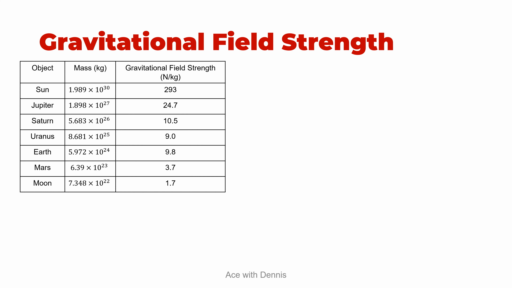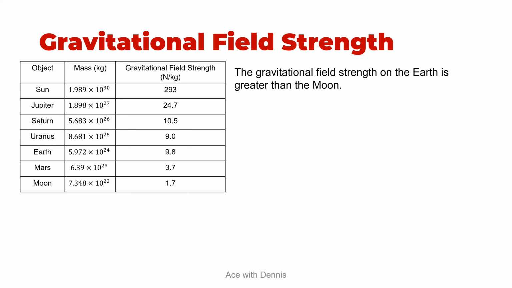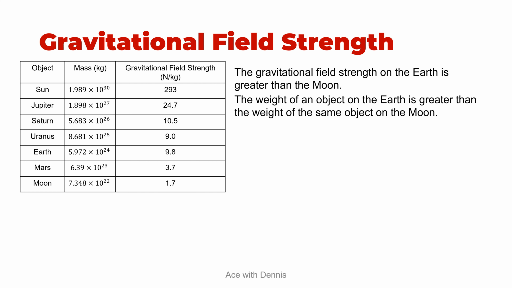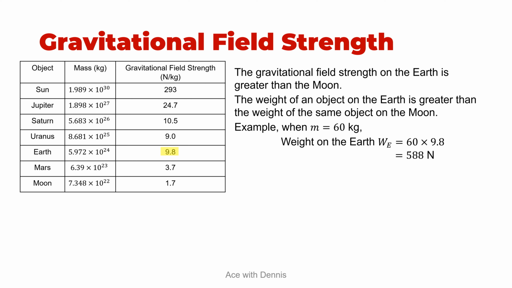Let's compare two objects from this table. As we can see, the gravitational field strength on the Earth is greater than the Moon. The weight of an object on the Earth is greater than the weight of the same object on the Moon. Let's take an example. Here, when an object has a mass of 60 kilograms, then its weight on the Earth, WE, will be 60 times 9.8, which is 588 Newtons, while its weight on the Moon, WM, will be 60 times 1.7, which is 102 Newtons.